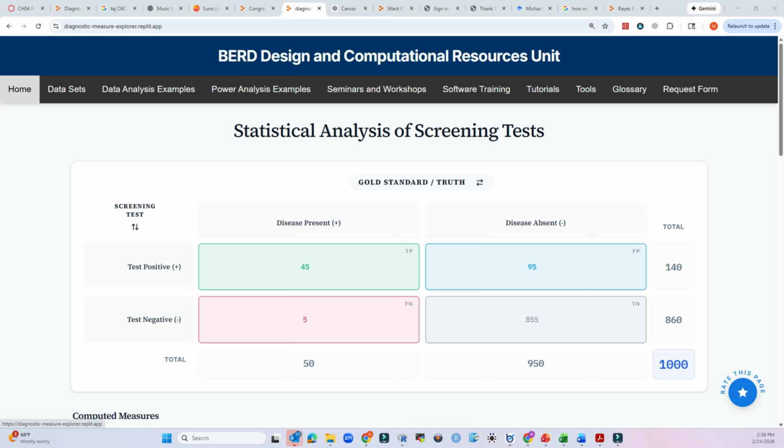Similarly, if we look at the cells for the disease absent column, we have false positives of 95. Those are subjects that didn't have the disease but gave a positive test result. And we had 855 subjects that didn't have the disease and gave a negative test result. So we have false positives and true negatives. And from these numbers, we can start to assess how well the screening test aligns with the gold standard diagnosis.